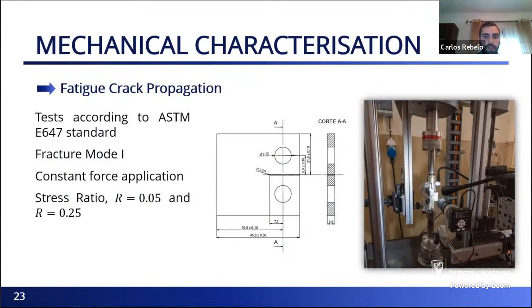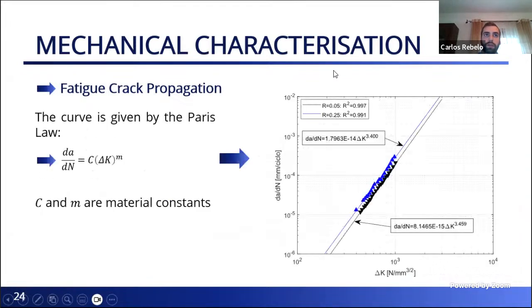With regard to the propagation phase, 2 tests were carried out in accordance with the ASTM standard to characterize the material during this period. The tests were carried out in fracture mode 1, applying a constant force, and for stress ratios of 0.05 and 0.25. Here I present the geometry of the specimen and the testing machine. The graph shown here illustrates the experimental points.